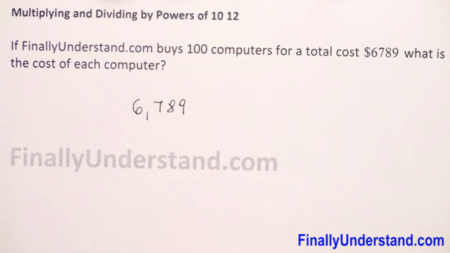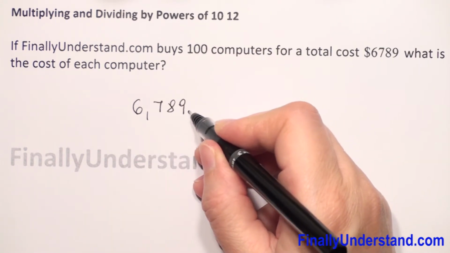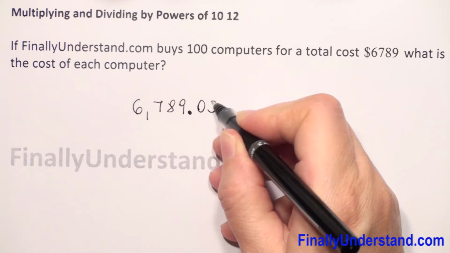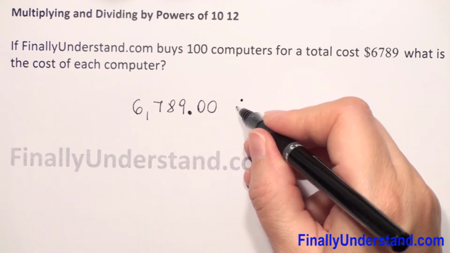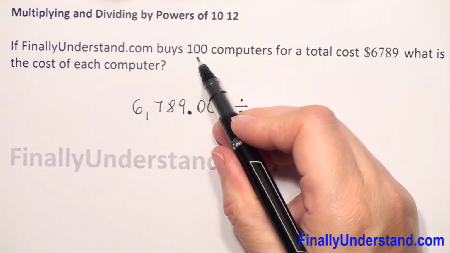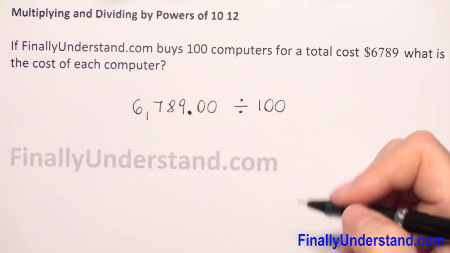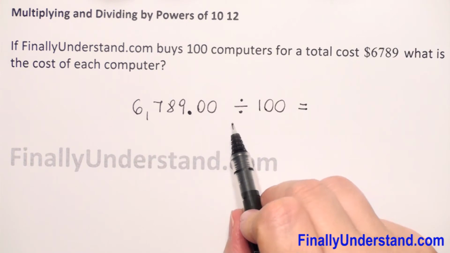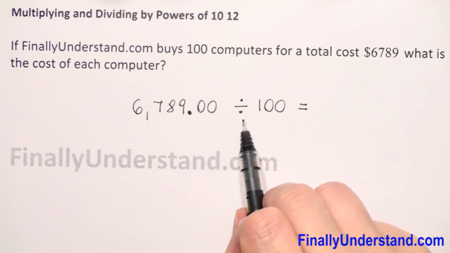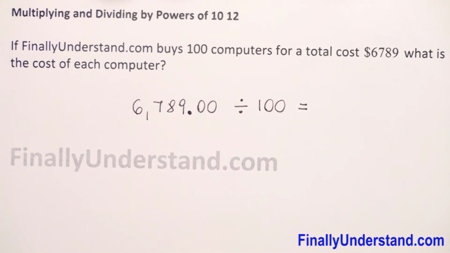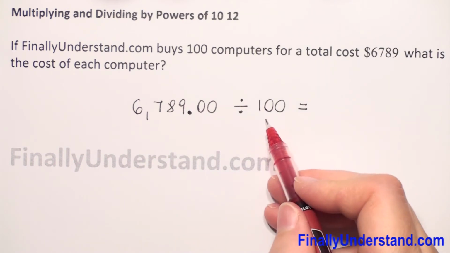$6,789, and we don't have the cents, so we can write a decimal point and 0 cents. We have to divide by how many computers they bought? 100. So this is equal, we have division. So when we have division, we have to move the decimal point, and we divide by a power of 10.